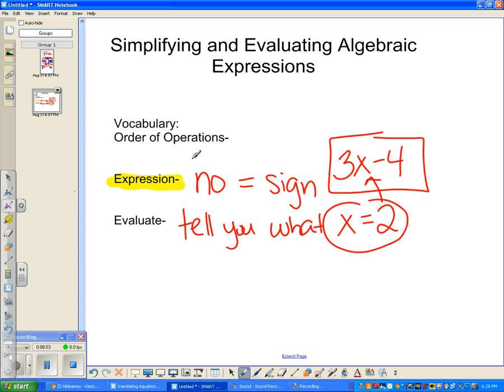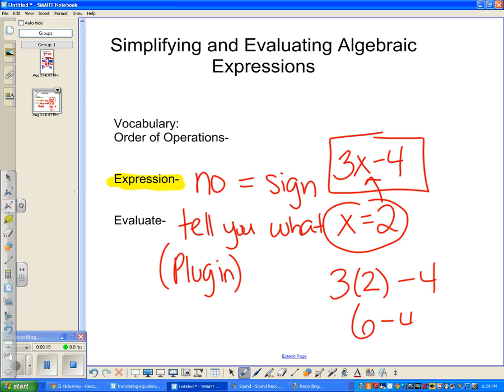When you're plugging in, you're going to plug in to basically solve for the expression. And when you plug in, I would like you to get in the habit of putting parentheses around it. So in this case, it would be 3 parentheses 2 minus 4, which just means to multiply, and then you would get that your answer is 2, which is kind of coincidental. That does not always happen. But that's basically what evaluating is, and we're going to be doing more difficult, complex expressions in class.